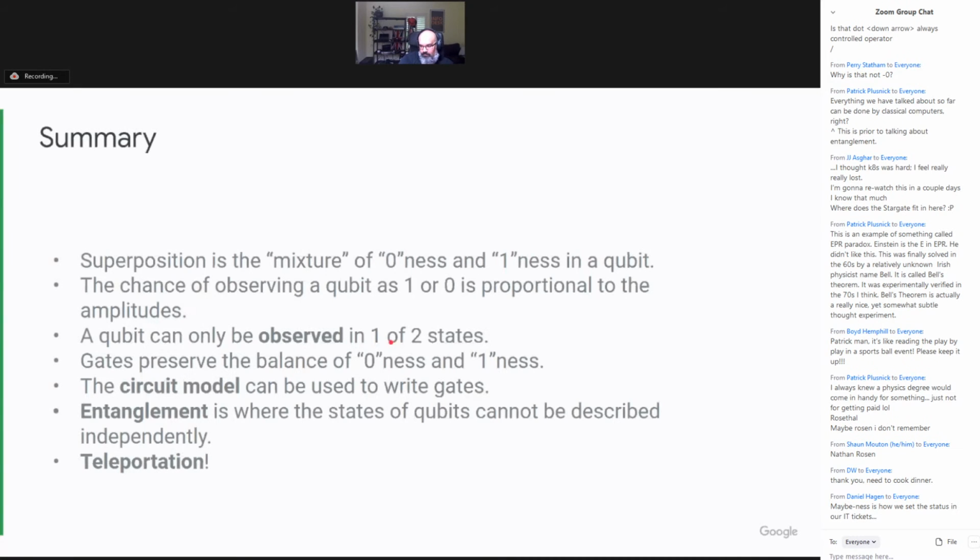Gates are just matrices. They preserve this balance, the rule that 0ness squared plus 1ness squared equals 1. And we can arrange gates in circuits. It's a model for writing algorithms.